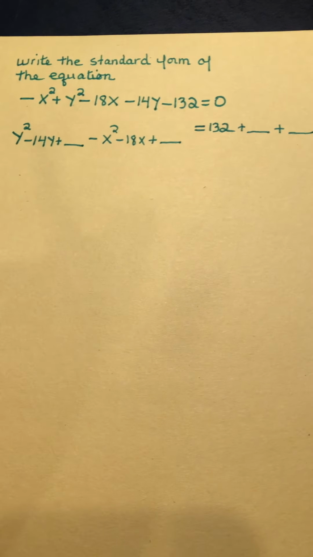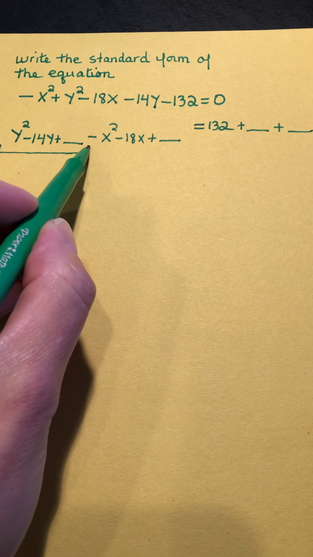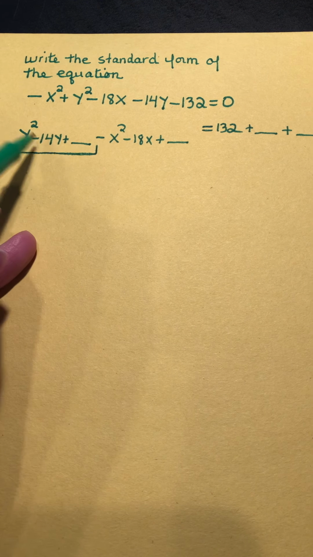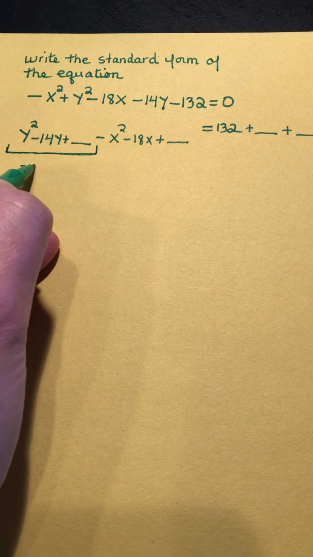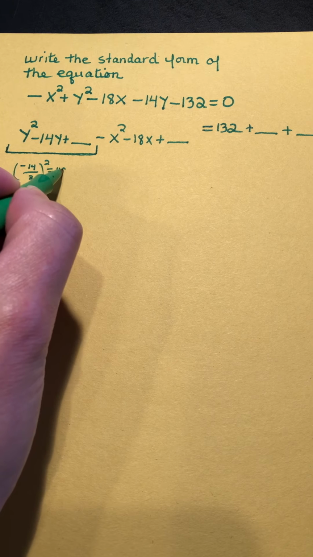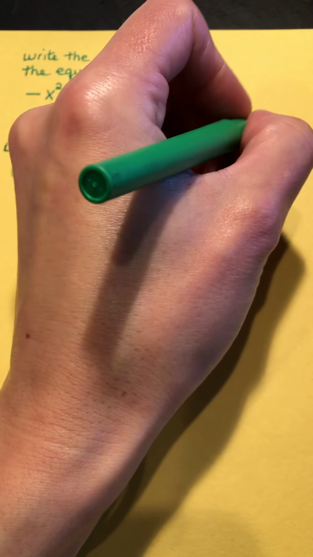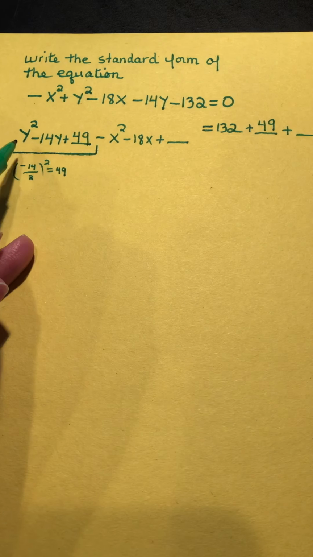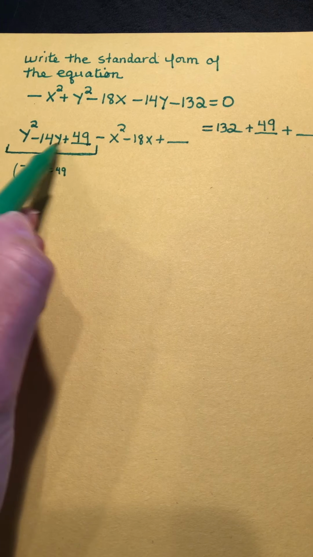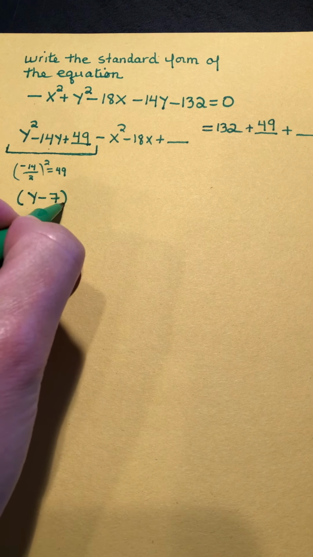Okay, so let's write the first set of terms as a trinomial that I can write as a binomial squared. I'm going to take the negative 14, divide it by 2, and square it. That's going to give me positive 49. So I'm going to put a 49 on the left, and I'm putting a 49 on the right. And then I can write the trinomial as a binomial squared. So that's going to be y minus 7 quantity squared.